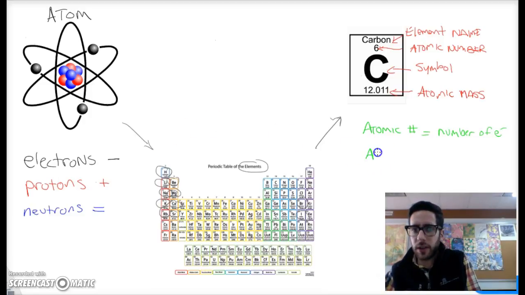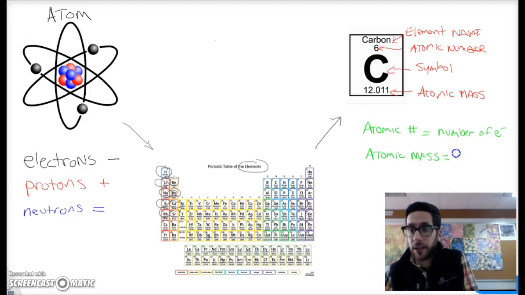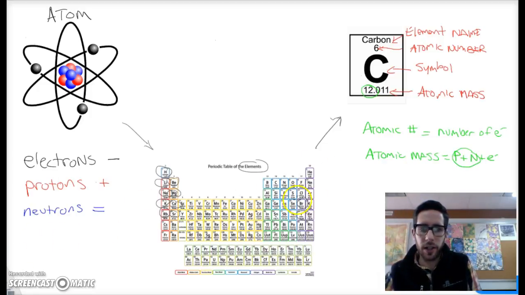The other thing that you need to know is the atomic mass is representative of the total weight, and we know that weight is only influenced by two of the three parts of an atom. We know that that is mostly protons plus neutrons, and then electrons, they still have a little weight, but not that much. So if you were looking at this number, the 12 is most closely associated with the protons and neutrons, and then the electrons make up this little decimal number over here.